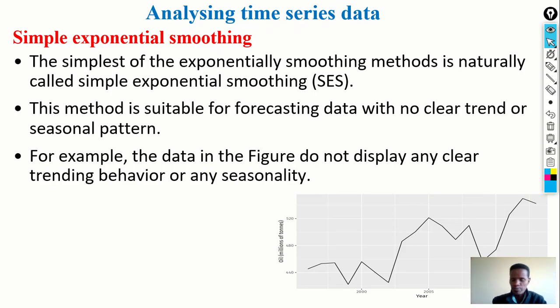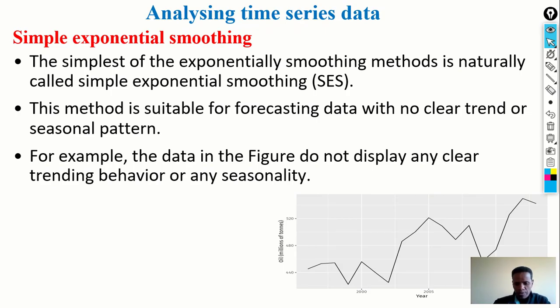This simple exponential smoothing technique is the simplest of the exponential smoothing methods, which is naturally called simple exponential smoothing, abbreviated as SES. The method is suitable for forecasting data with no clear trend or no seasonal pattern. If the data does not have any clear trend or seasonal pattern, the simple exponential smoothing method could be used for analyzing these types of time series data.